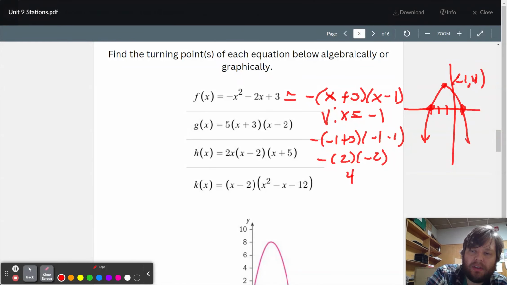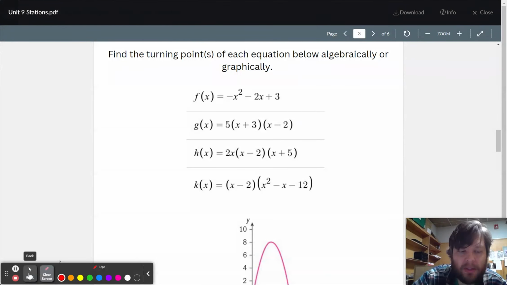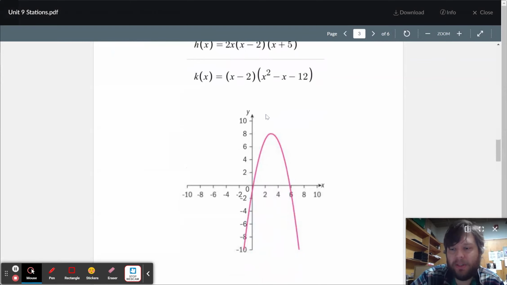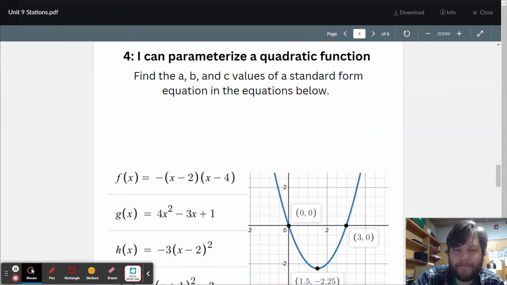Of course, you can also type it into your graphing calculator and find the maximum. I'm not going to go through each of those right here because we've practiced using the calculator many times. You just type it in, go left bound, right bound, etc.